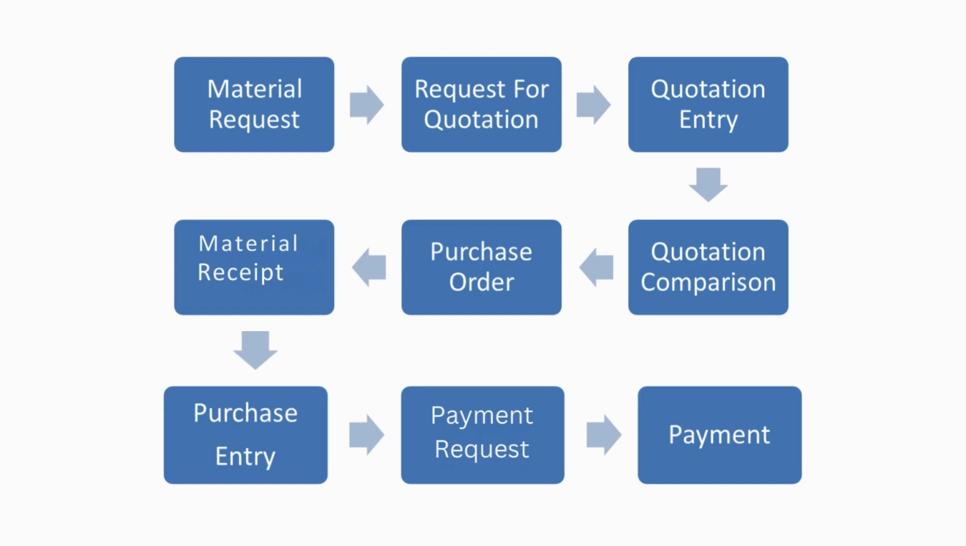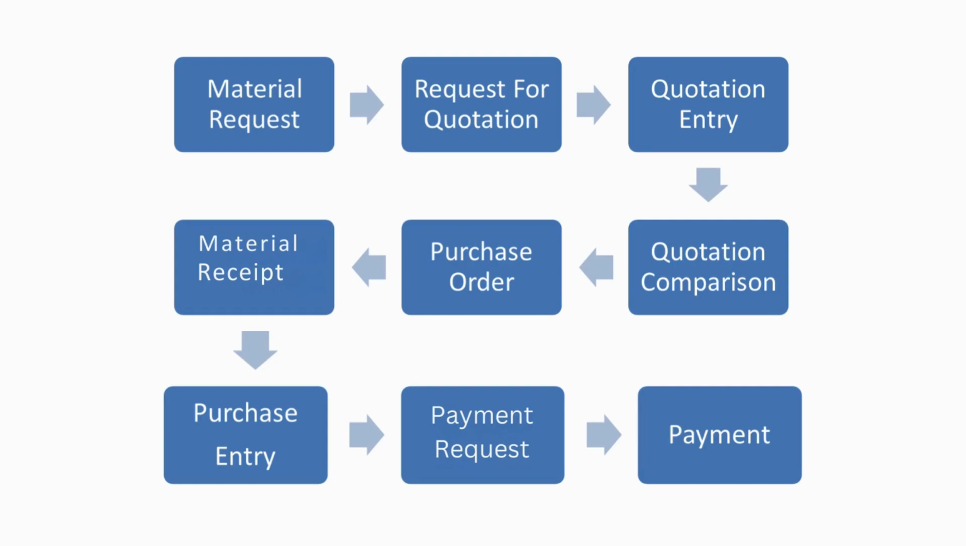Quotation entry. Enter the received quotations into the system. Quotation comparison. Compare the quotations to select the best option. Purchase order. Issue a purchase order to the chosen supplier. Material receipt. Receive the materials from the supplier.